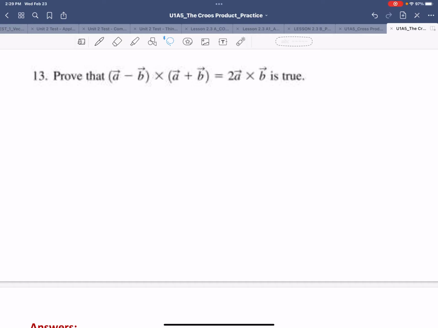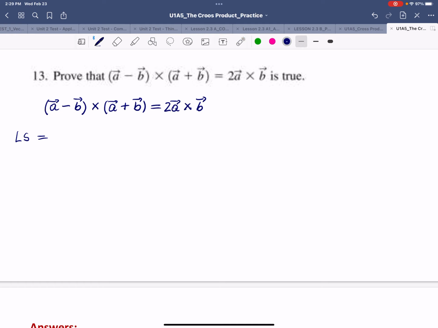Now we're going to take a look at question number 13 from lesson U1A5, and this is the practice sheet. So we're trying to prove that given two vectors A and B, the following expression is true. We have (A minus B) crossing (A plus B) equal to 2A cross B. So let's take a look at how we can simplify the left side first. So the left side is (A minus B) crossing (A plus B).